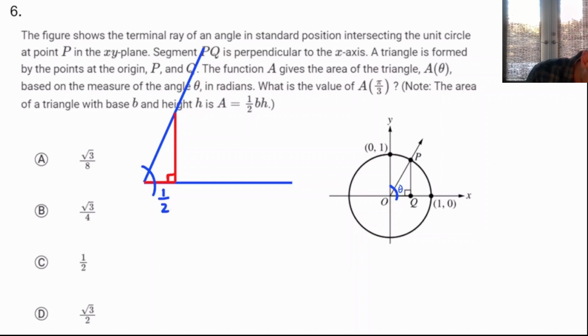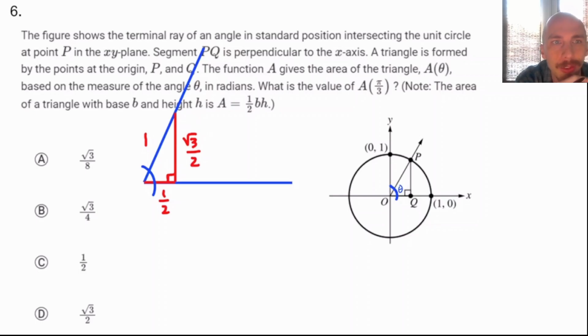The long leg, I think I usually label that in red. Short leg is a half. Long leg is root 3 over 2. Hypotenuse is 1. Okay, so I'm over here in the first quadrant. Pi over 3 is very early on. Everything's going to be positive. Everything's positive in the first quadrant. So I don't need to worry about anything being negative.